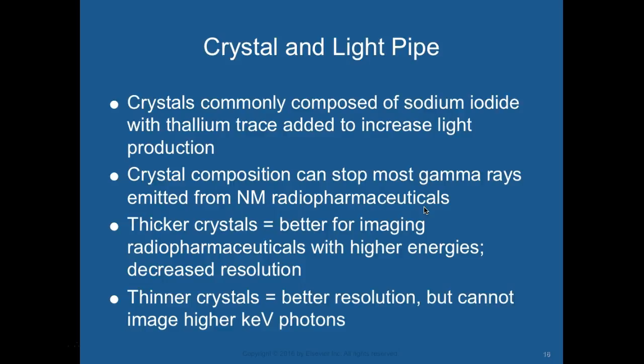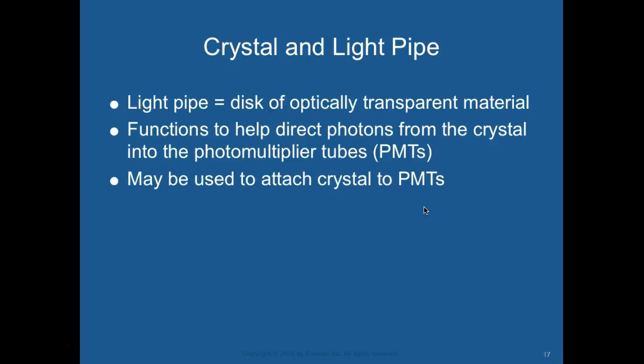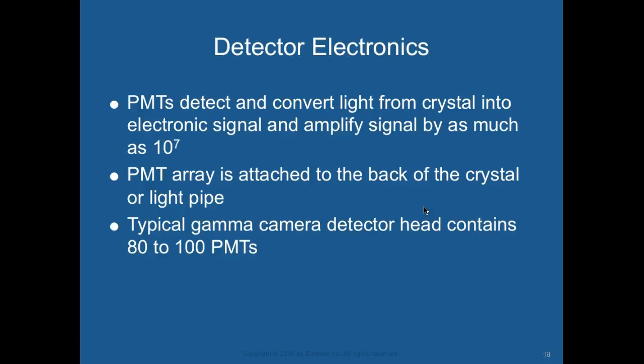The thicker the crystals, the better for imaging radiopharmaceuticals with higher energy. It also gives decreased resolution though. With thinner crystals, you have better resolution, but can't image with the higher keV photons. The light pipes are discs of optically transparent materials that help direct photons from the crystal into photomultiplier tubes, and may be used to attach crystals to the photomultipliers.